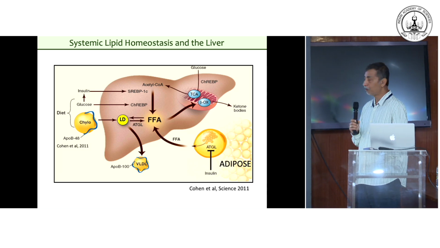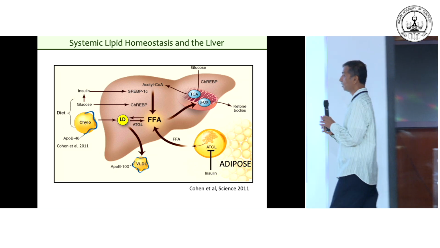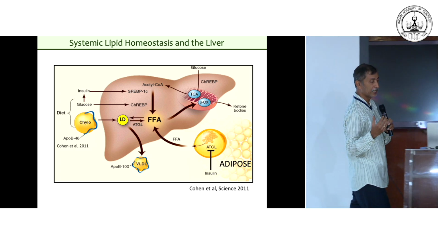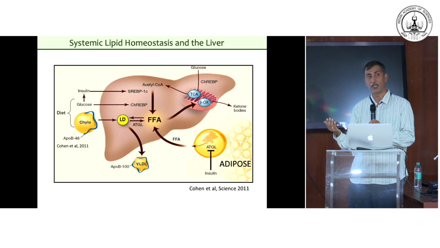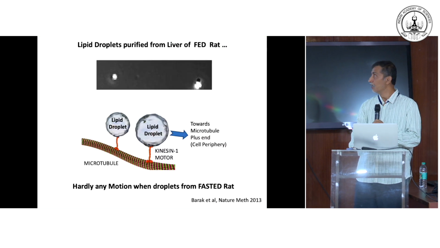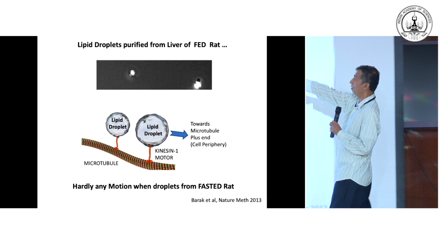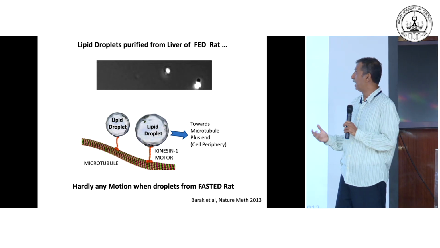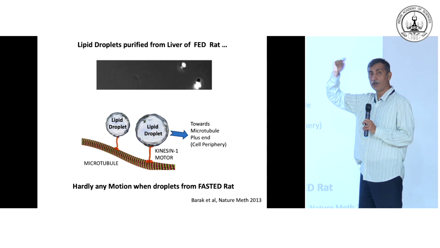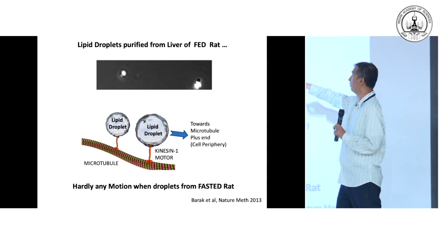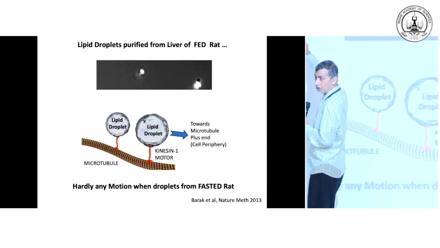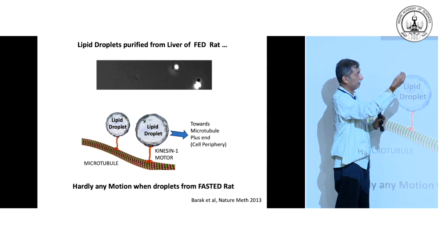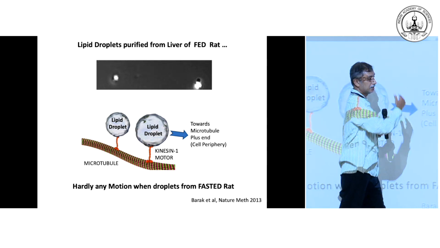Now let us focus on these lipid droplets inside the cells of the liver, and see what it means, and what the connection is to what I told you a little earlier. This is the lipid droplet which we isolated from the liver of a rat. You remember that earlier movie I showed you where I had a microtubule stuck on a cover slip and something was moving. Here is a lipid droplet which I have pulled out from the liver, and if I put it on the microtubule, you can see it moves so beautifully.